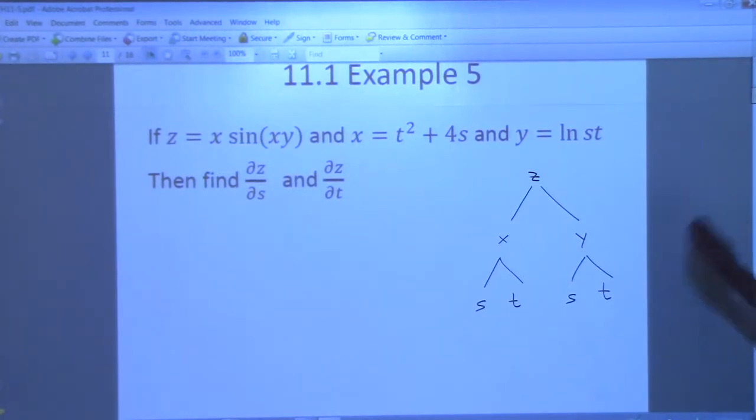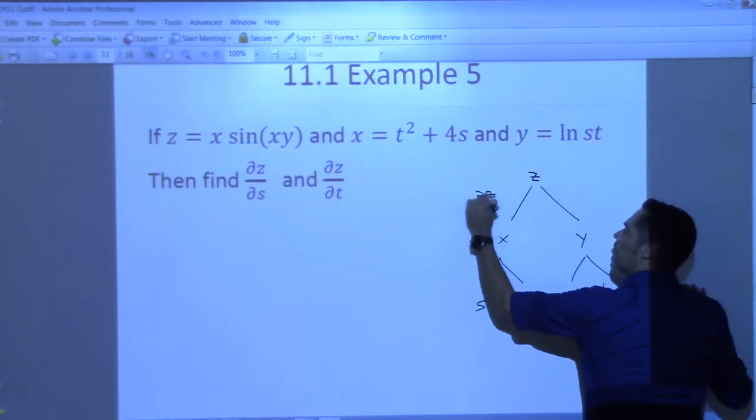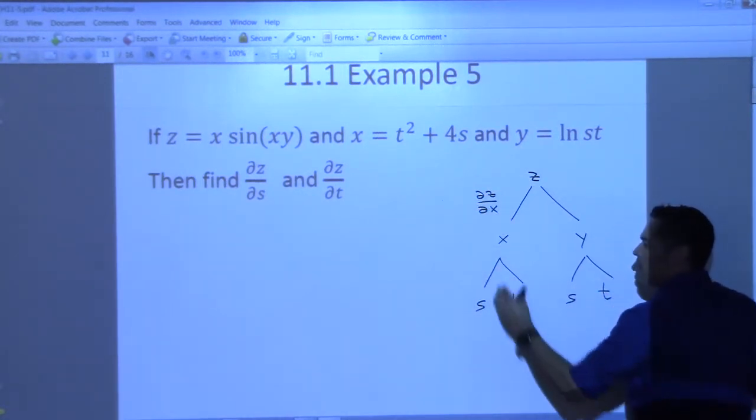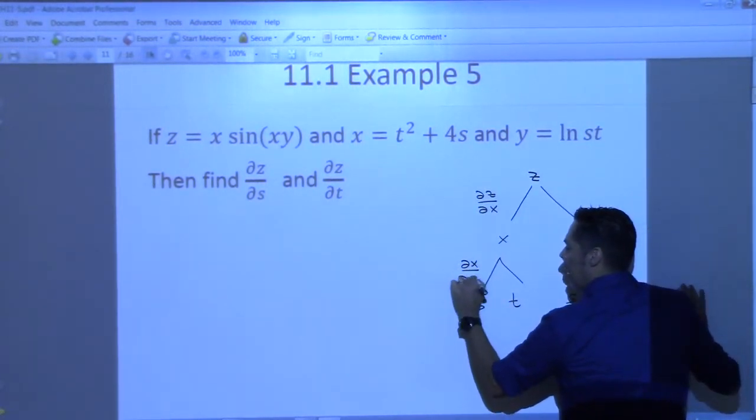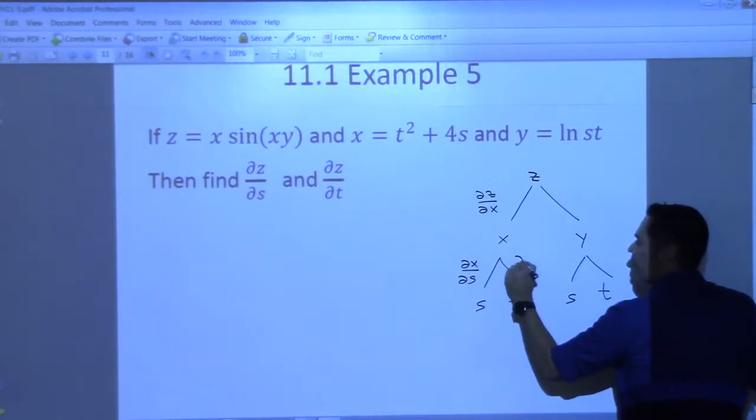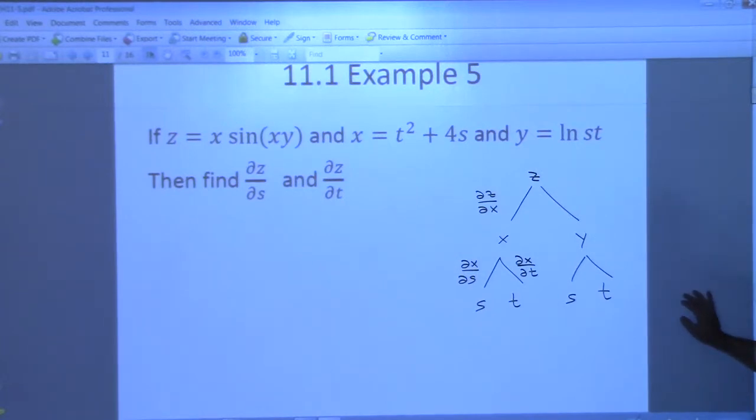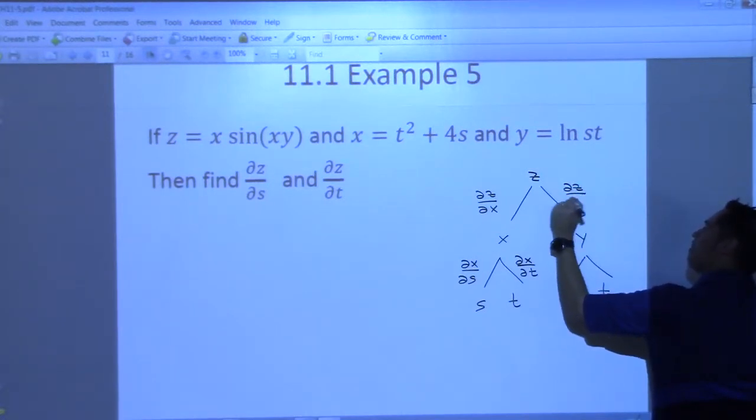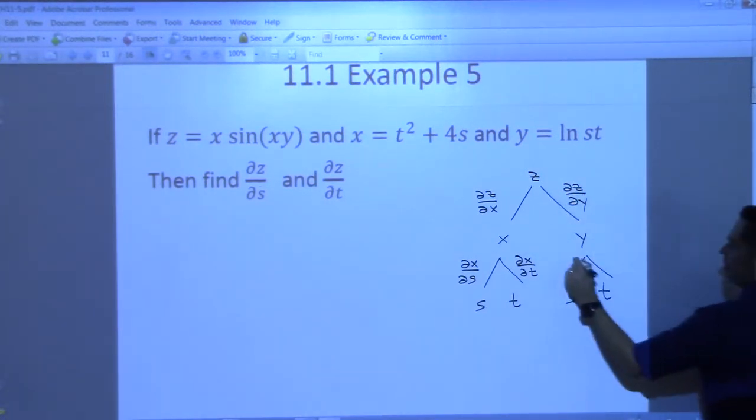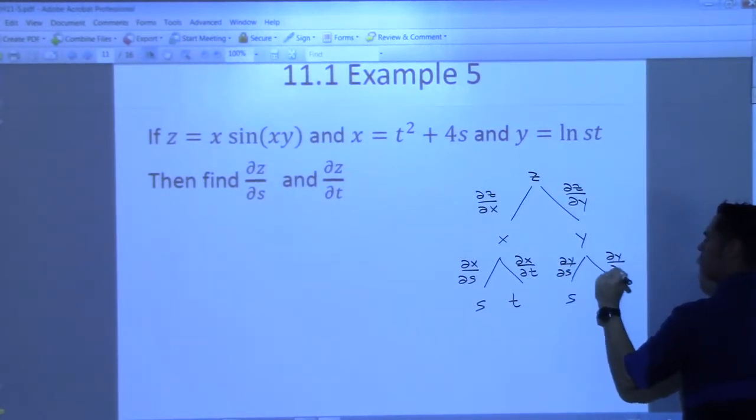And so now let's just go down the branches and talk about what derivatives are there. So down this branch, what's that derivative? Partial z with respect to x, right? Now what about this branch? Partial x with respect to s. This branch? Partial of x with respect to t, right? Now here, partial z with respect to y, right? And then here, partial y with respect to s, partial y with respect to t.